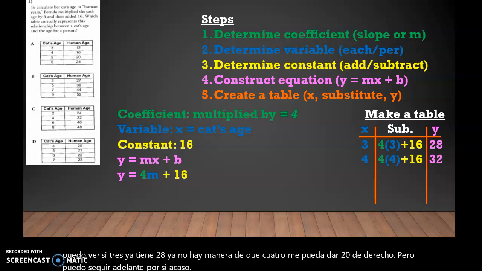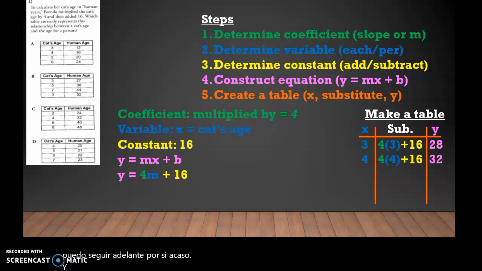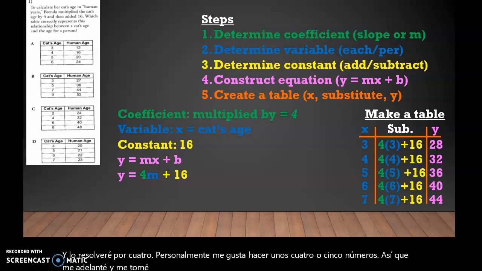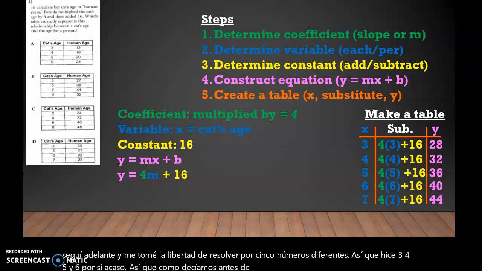And I will solve for 4. I personally like to do about 4 or 5 numbers, so I went ahead and took the liberty of solving for 5 different numbers. So I did 3, 4, 5, and 6 just in case. So as we stated before, I go to the first one. A happens to have 3, 4, 5, and 6.